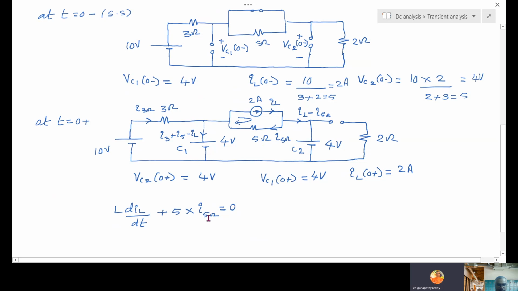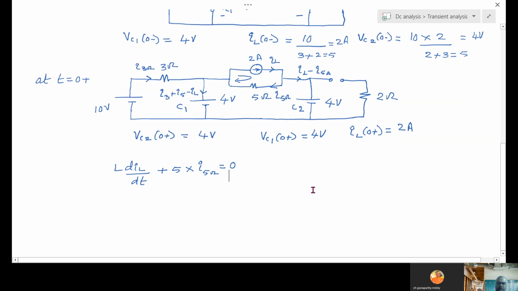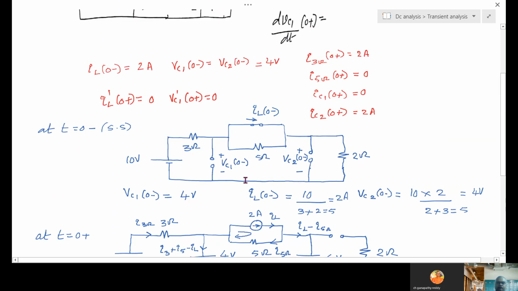What is I5 ohm? What is the voltage here? 4. Voltage here 4, voltage here 4, current is 0. Therefore, I5 ohm is 0. Therefore, IL prime 0 plus answer is 0.